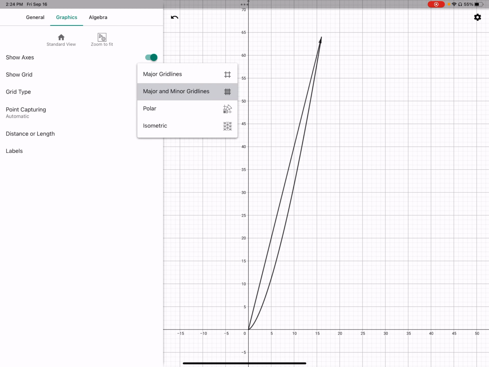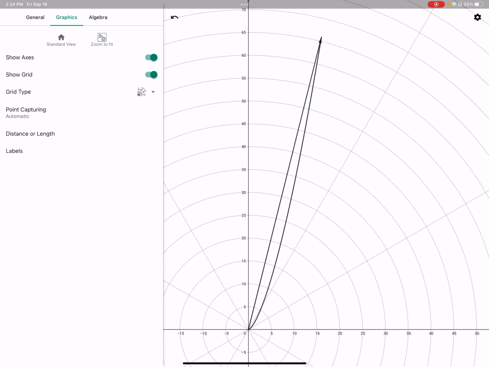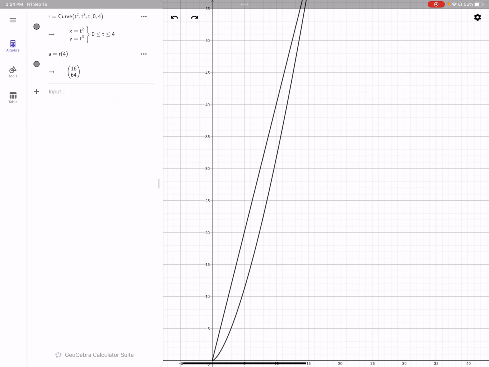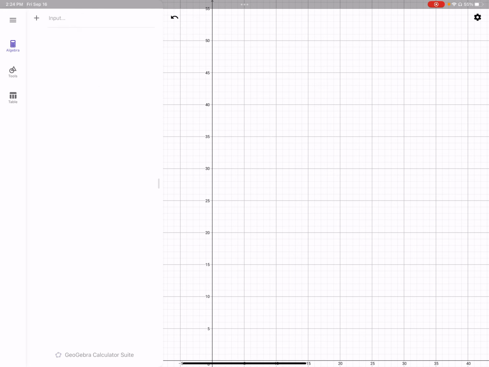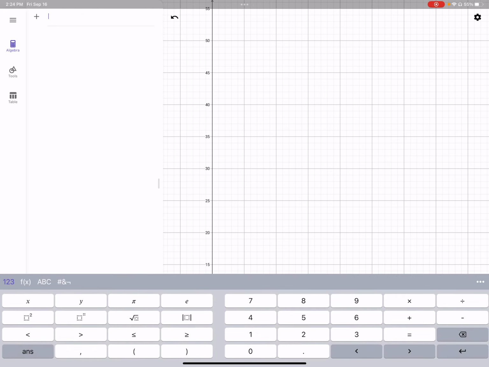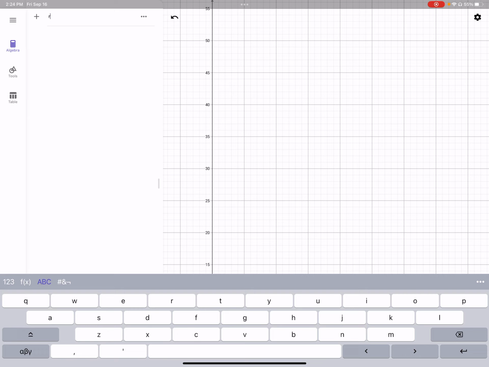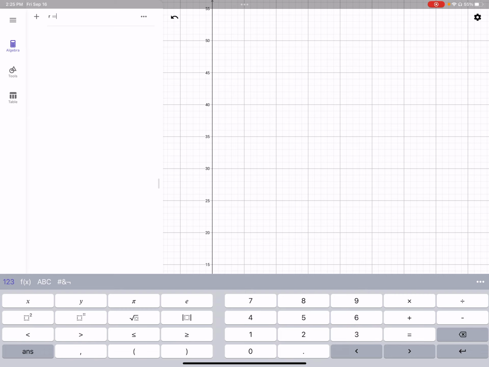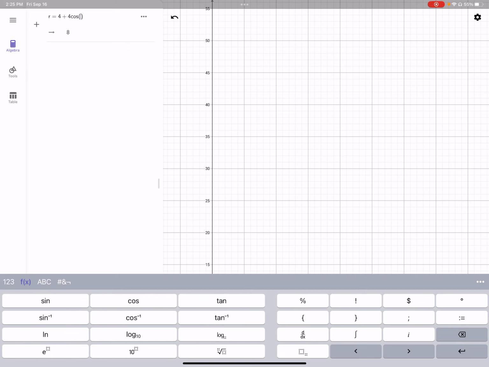Grid type. Oh yeah, grid type. So we want it in polar. So let's delete both of these curves. And we want the function to be r equals, what was it? 4 plus 4 cosine theta. So 4 plus 4, and function wise we get cosine, and do we have a theta?